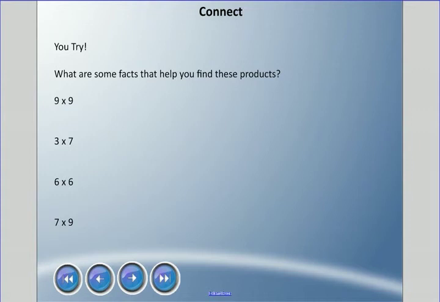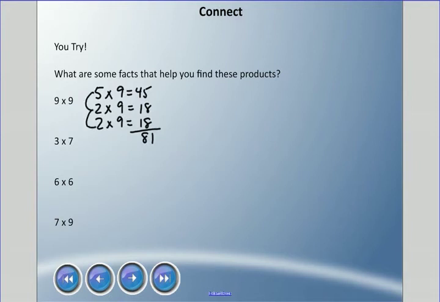So let's say I know my 5 times 9 is 45. I know my 2 times 9 is 18, and another 2 times 9 is 18. I could add all those up and get 81. That could be a strategy because 5 plus 2 plus 2 gives us the 9. For 3 times 7, we did this before. 2 times 7 is 14, 1 times 7 is 7. If I add those together, I learn that 3 times 7 is 21.